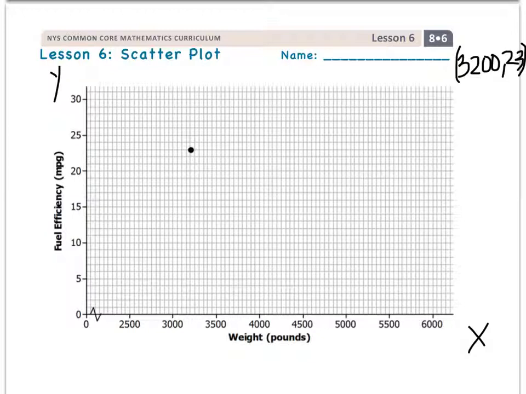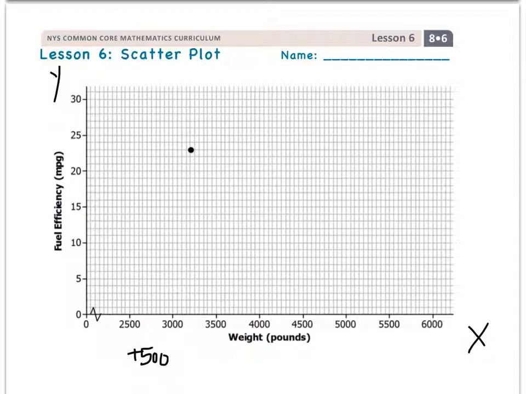Before we go ahead and plot the other 12 cars, I just want to point out to you, notice how we have 2,500 to 3,000. So we're going up by 500 here. But that doesn't mean that each little line in between represents 100. Let's go ahead and see if it does go up by 100. So if it goes up by 100, that would be 2,600, 2,700, 2,800, 2,900, 3,000. All right, so that clearly doesn't work. So it doesn't go up by 100 for each one.